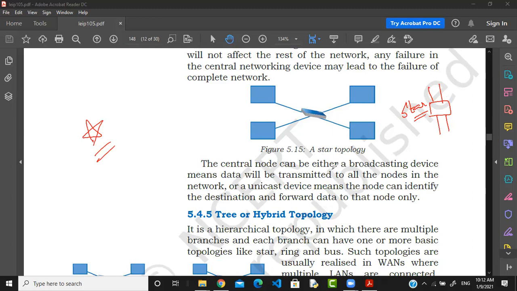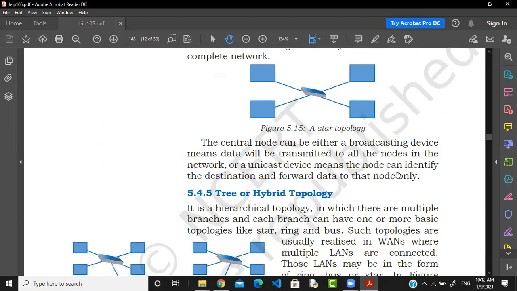The central node can be either a broadcasting device, meaning data will be transmitted to all the nodes in the network, or a unicast device, meaning the node can identify the destination and forward the data to that node only. So it totally depends upon which device you are using here. If it is a hub, then it works as a broadcast. But if it is a switch, then it works like a unicast. Hub, then broadcast; switch, then unicast. So these things you have to remember. This is about the device.